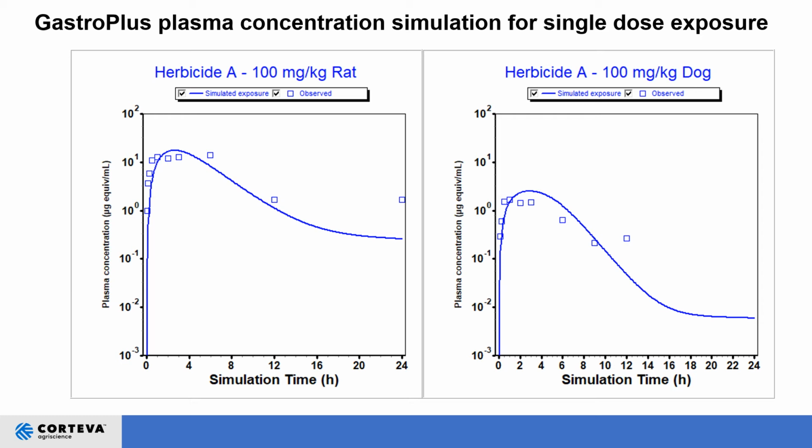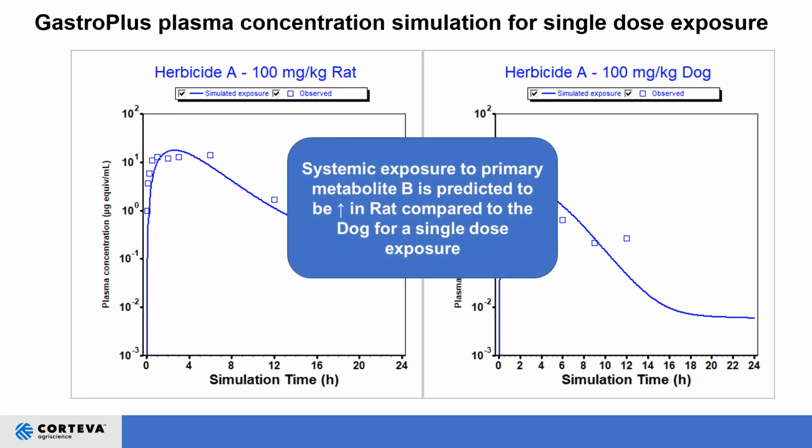The solid line is the simulated plasma time course for a 100 mg per kilogram single dose of Herbicide A. The boxes, which are for comparison, are the experimental data from a metabolism study using the same dose. Based on this comparison, the simulated data have a good fit to the experimental data, and the model predicts that systemic exposure to primary metabolite B is higher in the rat.